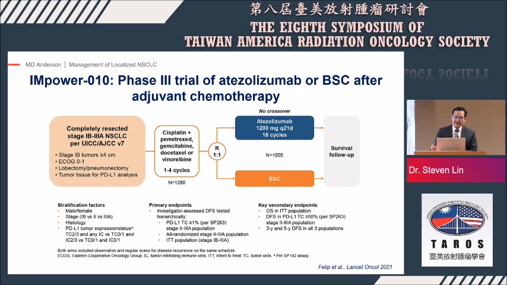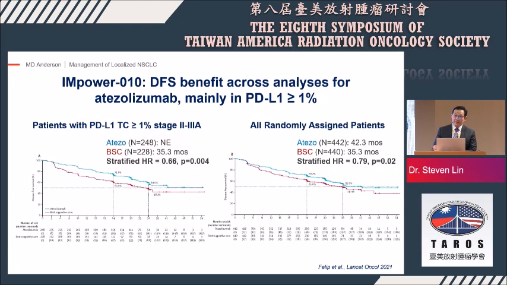All these patients had 1 to 4 cycles of standard chemotherapy, based on the discretion of the medical oncologist. Then there was one-to-one randomization to atezolizumab or best supportive care. The primary endpoint was disease-free survival, and as you can see here, based on the IMpower010 trial that was published a couple of years ago, in patients with some PD-L1 expression, there is a significantly improved disease-free survival in patients who receive atezolizumab compared to best supportive care.